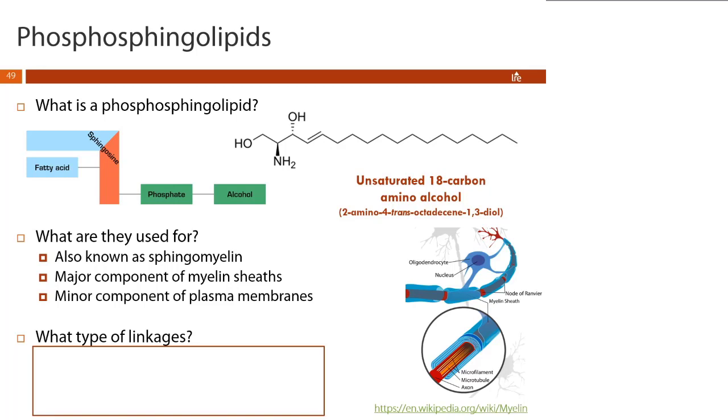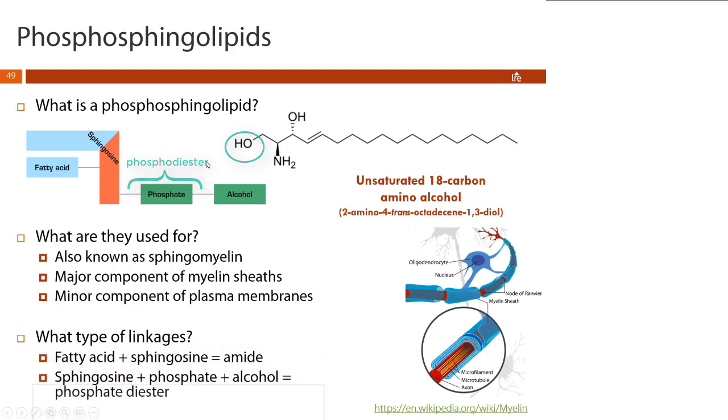So go ahead and pause the video and see if you can determine what type of linkages we have in a phosphosphingolipid. The sphingosine and the fatty acid are linked by an amide linkage. We have the amino group on our sphingosine forming an amide with the carboxylic acid head on our fatty acid. And then we have a phosphate diester linkage between our alcohol, our phosphate, and the hydroxy group at position 1 on our sphingosine.